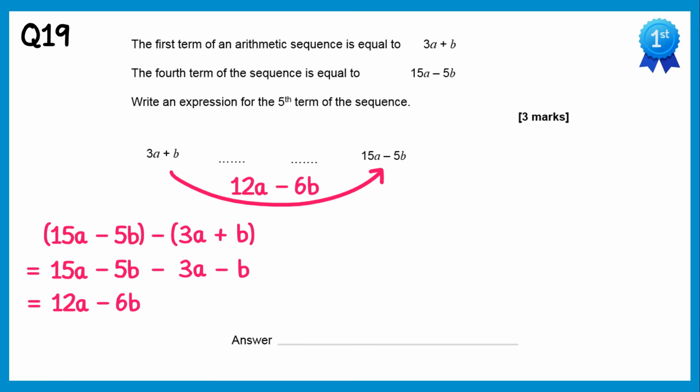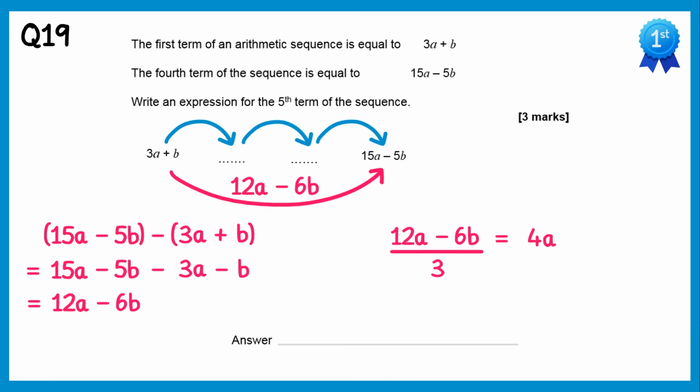But in reality, we wouldn't do this in one big jump. There's actually 1, 2, 3 jumps to get from the first to the fourth term. So if we take that 12a minus 6b and divide it by 3, we find out how much we get for moving between each term. So 12a divided by 3 is 4a, and minus 6b divided by 3 is minus 2b. So the difference between each term is 4a minus 2b.